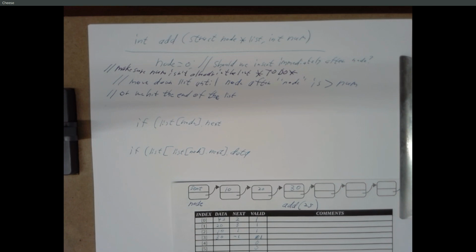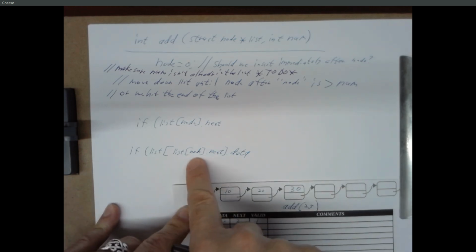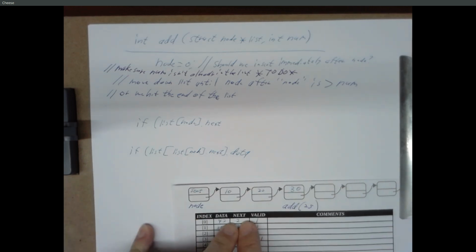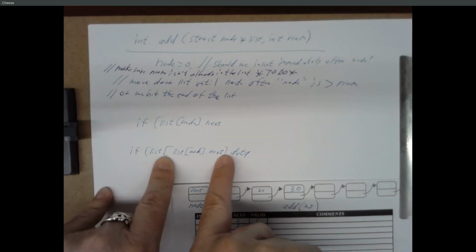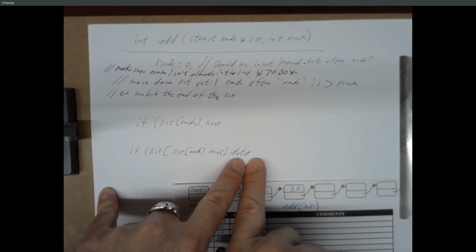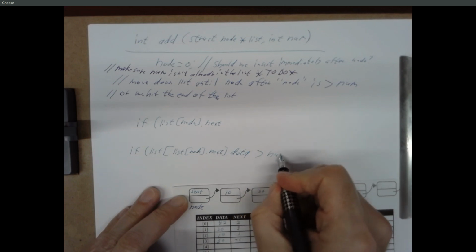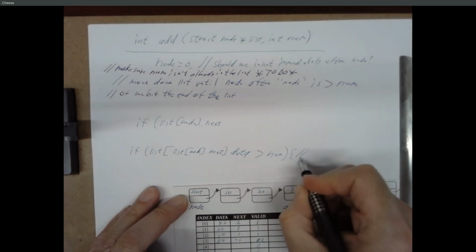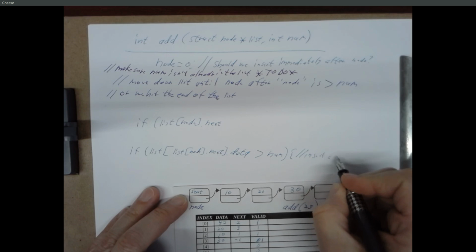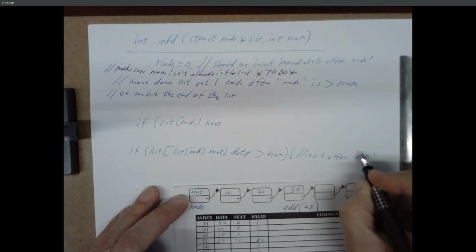Now that's more confusing than it has to be. But what am I saying here? Node is the current node I'm thinking about. List bracket node dot next is the next field. That's the index of the following node. List bracket that index is the following node. Dot data is its data value. So if that thing is bigger than num, then I want to insert after element node.